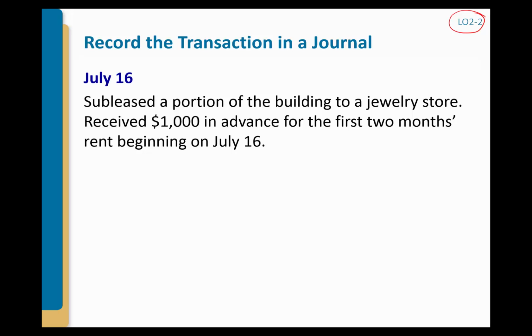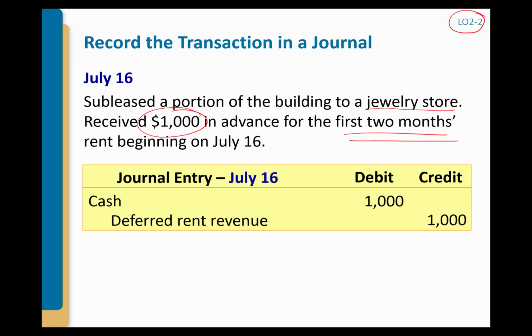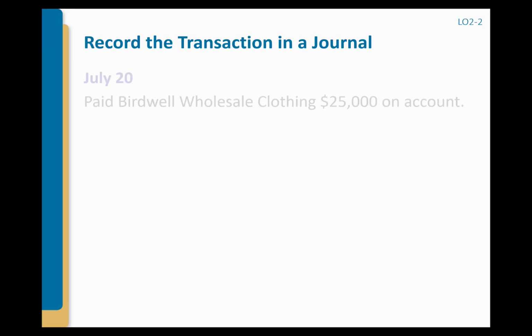So for example, on July 16th, we subleased a portion of the building to a jewelry store. We received $1,000 in advance, and again for the first 2 months, and the rent begins on July 16th. So in this case, we are doing an accrual. We're recording the cash, and then we're recording a credit to the deferred rent revenue because it begins on the 16th, and today is the 16th, so we have not earned it. We will earn this revenue through the passage of time.